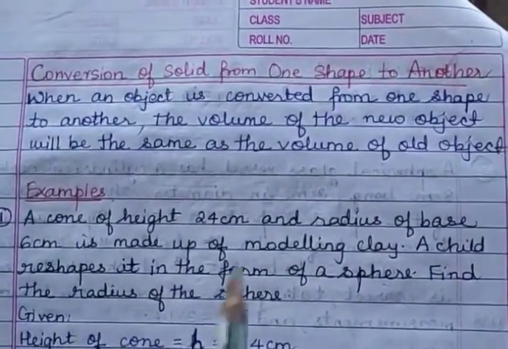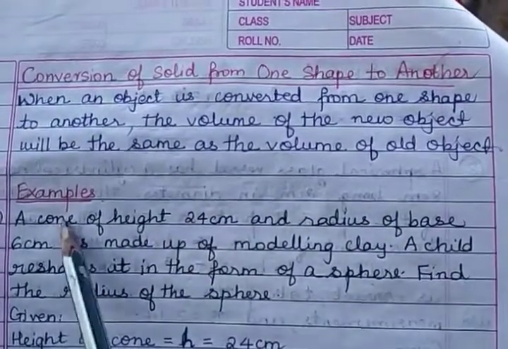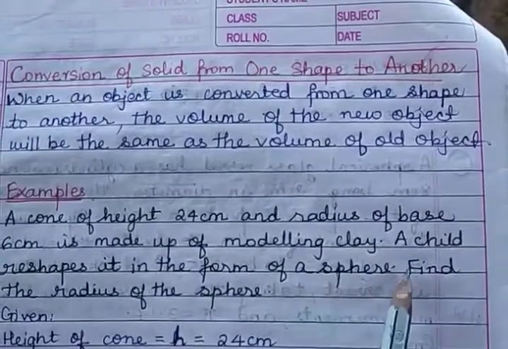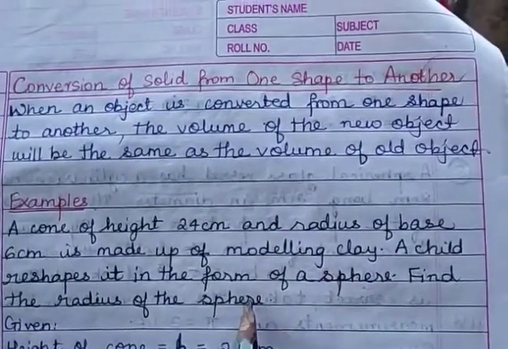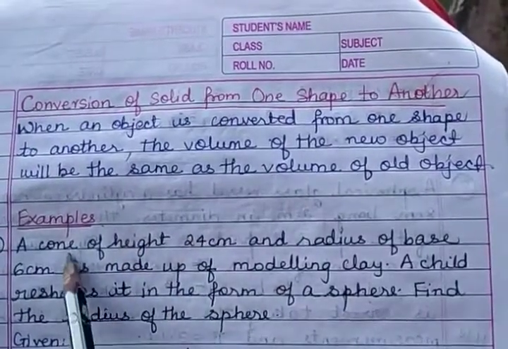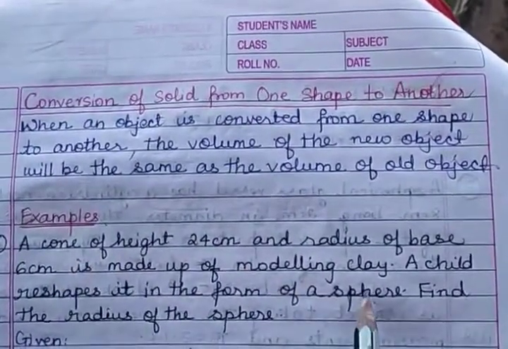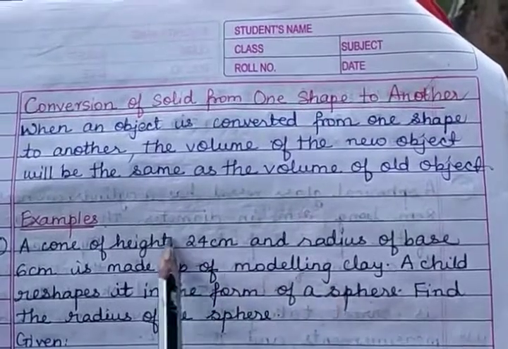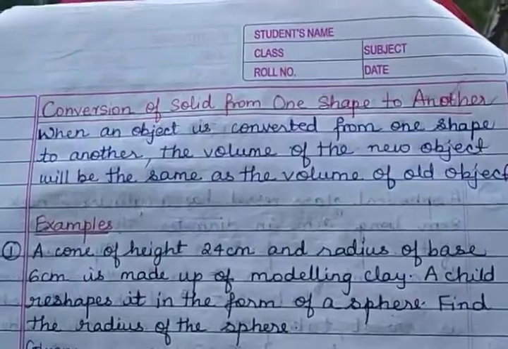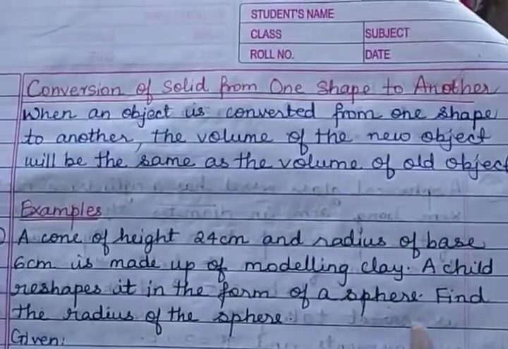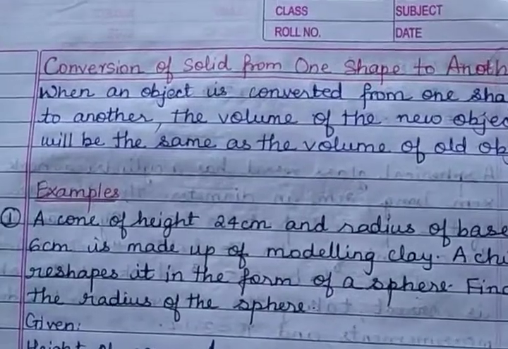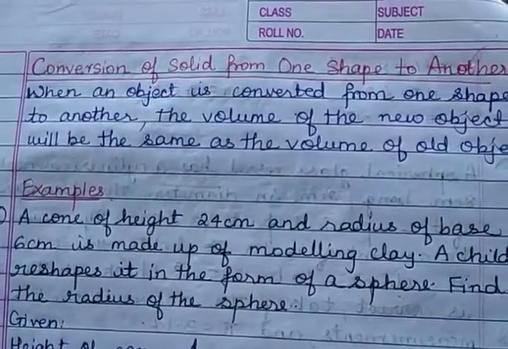So you know that this particular cone has been reshaped to a sphere, and now you have to find the radius of the sphere. One thing you have to note is that when a solid is reshaped from one shape to another shape, though the volume remains the same, the dimensions might change. It is not necessary that the dimensions also remain the same. So now let us see.